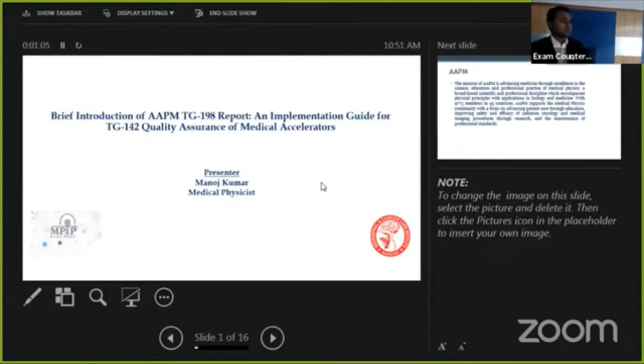Today I am presenting a report of quality assurance that is related to medical linear accelerators. I'll start with some basics because students are also here. The word brief is here, but the report is not brief, because it is a very lengthy report of almost 60 pages and it cannot be covered in a single session.